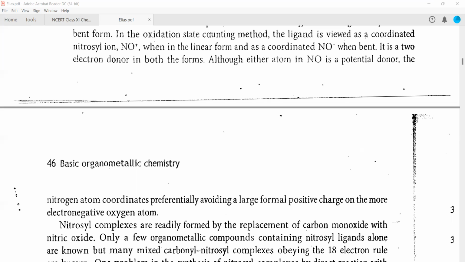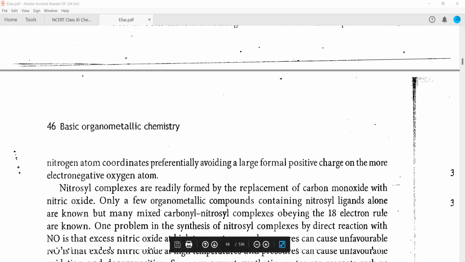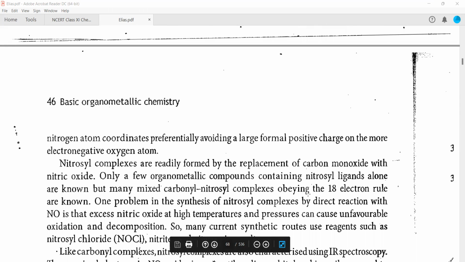Only a few organometallic compounds containing nitrosyl ligands alone are known. So homoleptic metal nitrosyl complexes are not that stable. That is why only few of them are known. But many mixed carbonyl nitrosyl complexes are formed, and they obey the 18 electron rule. They are very much known. Okay, so the mixtures are known.